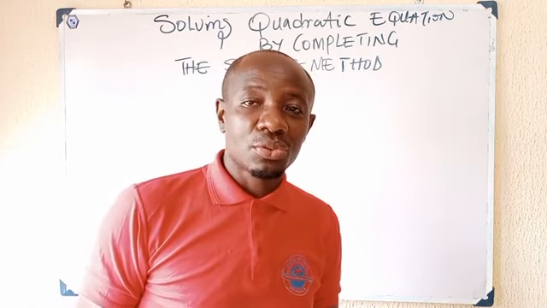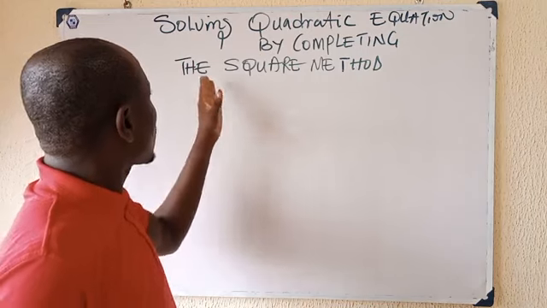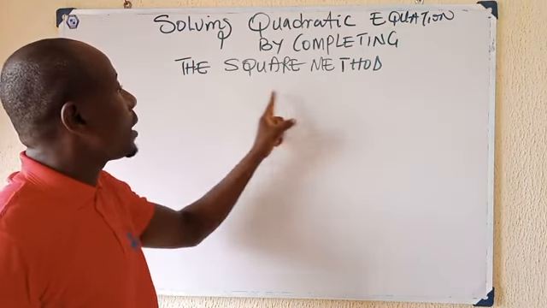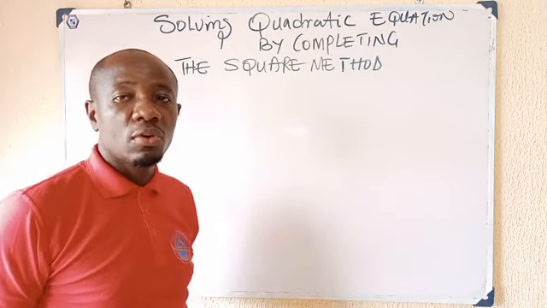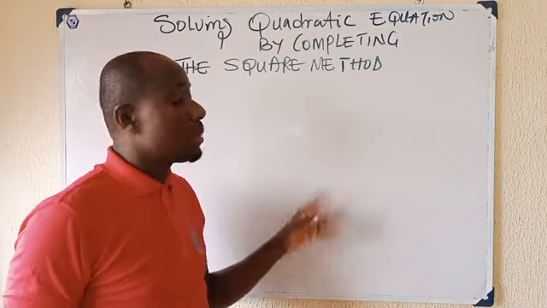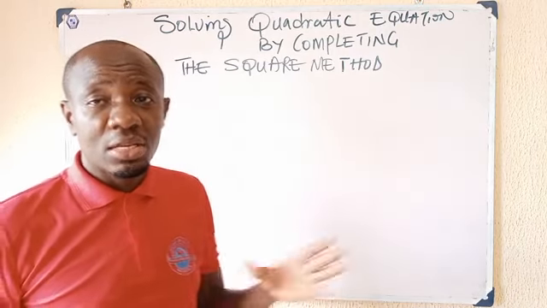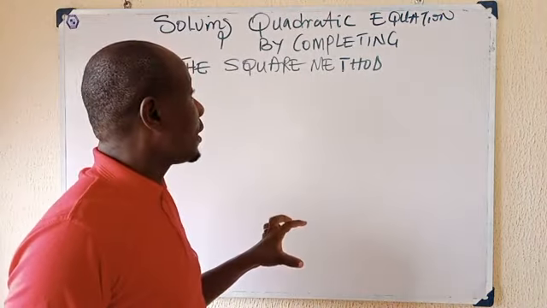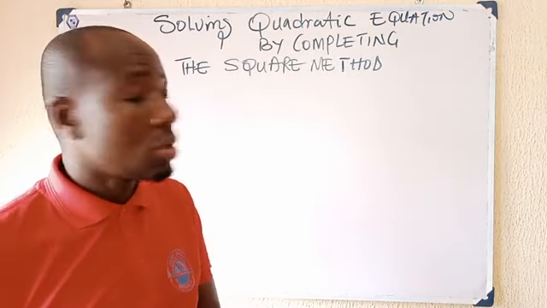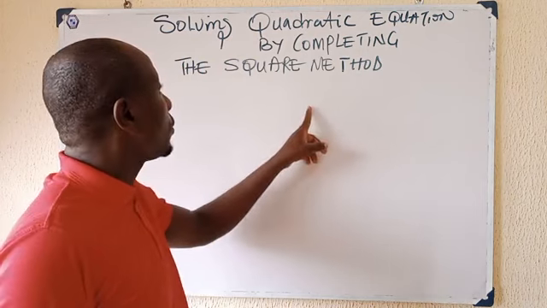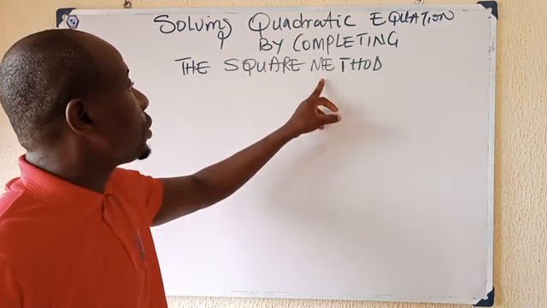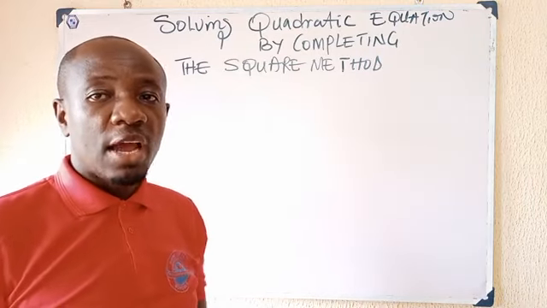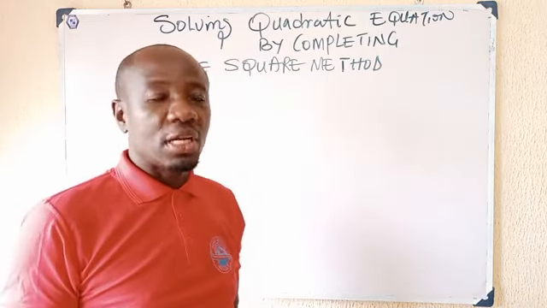Today we are going to look at how to solve quadratic equations by the completing the square method. This is another topic in mathematics that normally gives students a bit of a headache, a bit of a challenge. But today I'm going to show you 6 steps on how to handle any problem on quadratic equations using the completing the square method. I will solve the general one. After that, we'll solve a normal quadratic equation.